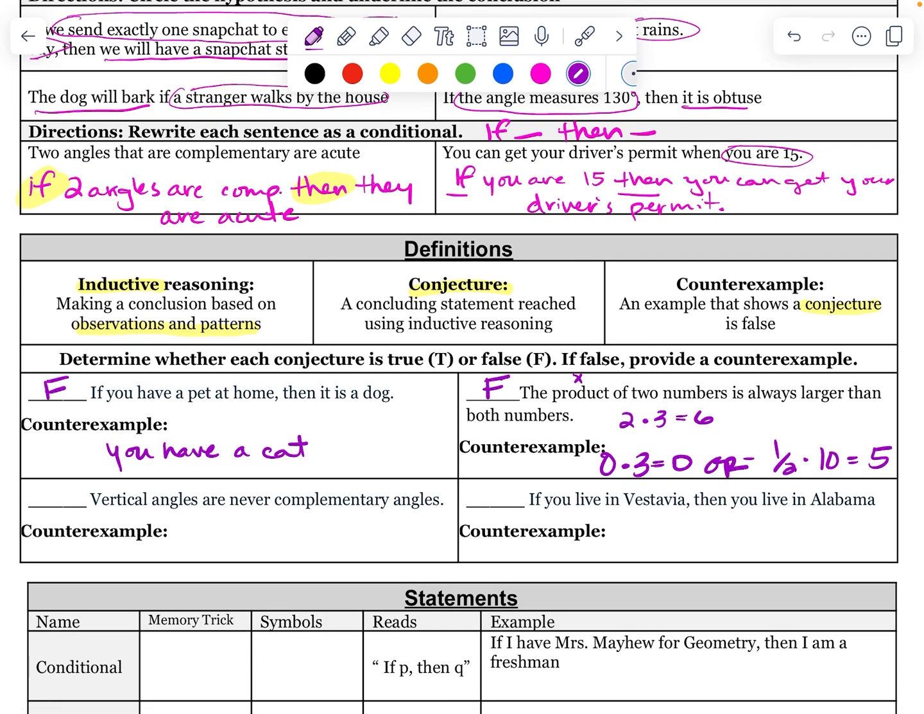Vertical angles are never complementary angles. Okay, vertical angles are the ones that are across from each other, right? So like this one and this one. Complementary angles add to 90 degrees. Well, what if I had two vertical angles that were 45 and 45? They're equal to each other. They're across from each other. Do they add to 90? They sure do. So this never piece means that this is false, and I have a counterexample.